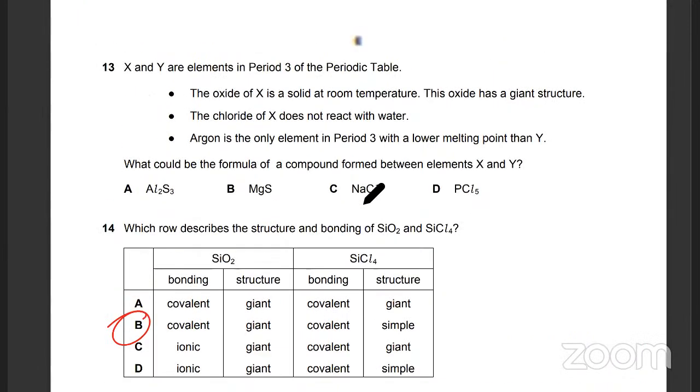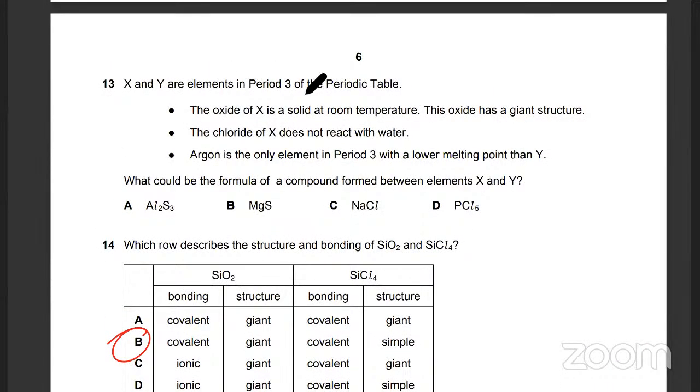X and Y are elements in period 3 of the periodic table. The oxide of X is a solid at room temperature. The oxide has a giant structure. Whose oxide are we talking about? Period 3. Aluminium.